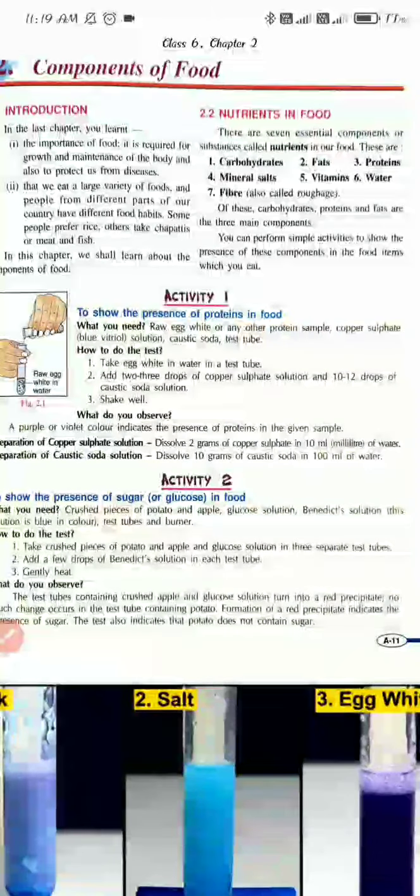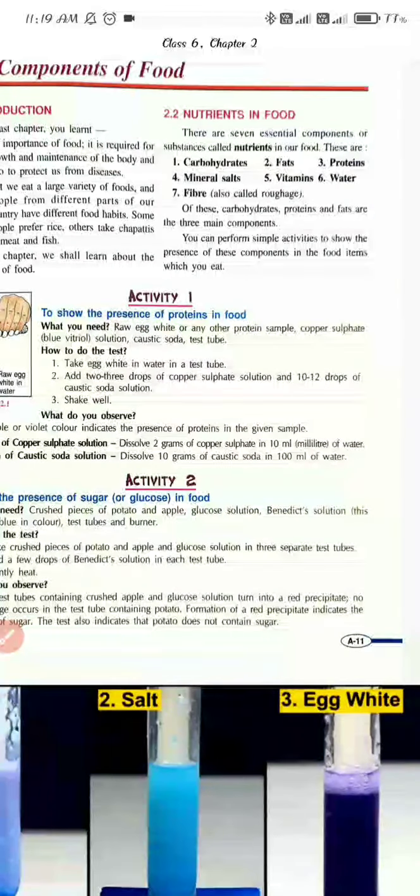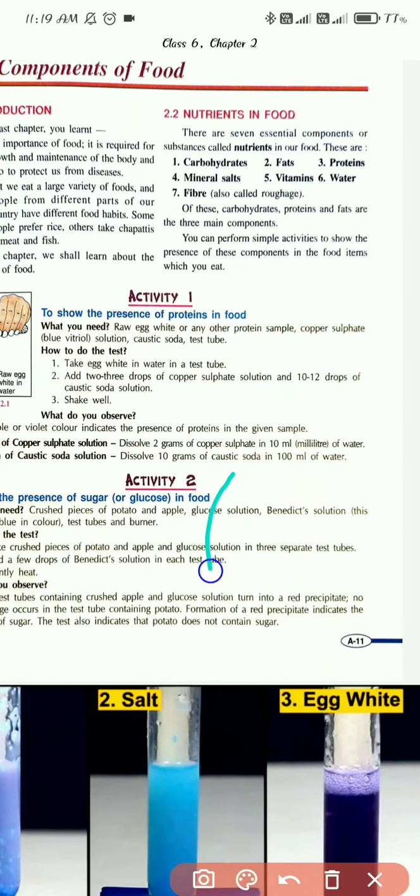Okay, so for your first activity, what will you need? You will need raw egg white. The white part of the egg, if you break the egg, you will find a white part and the yolk. Only the white part is needed for this experiment. Or any other protein sample, like you can also take milk. Then you have to take a chemical known as copper sulfate, also called blue vitriol solution. Then caustic soda and a test tube. These are the things you will need to conduct the experiment.